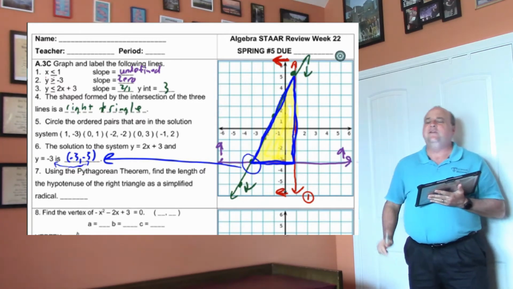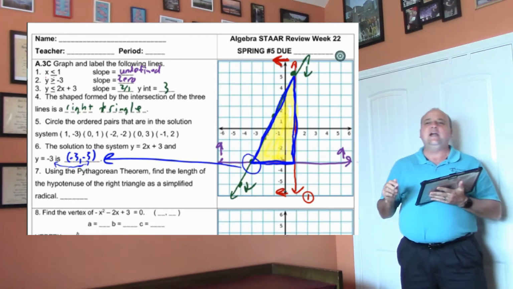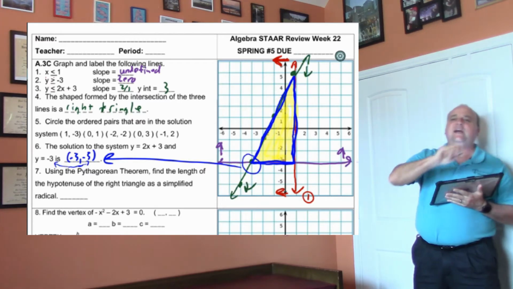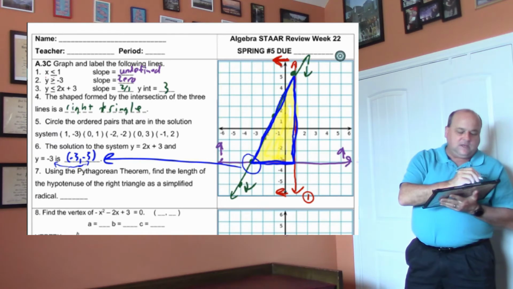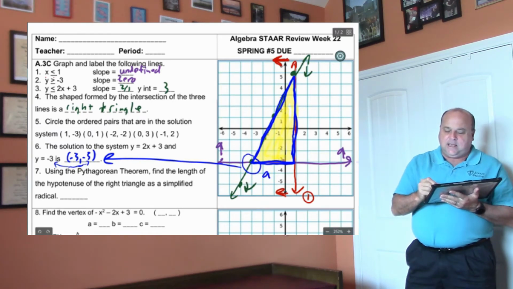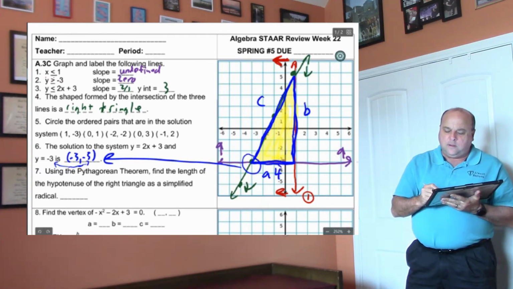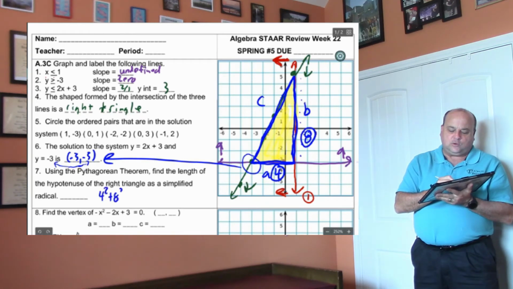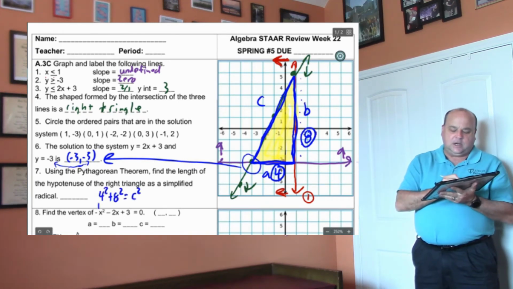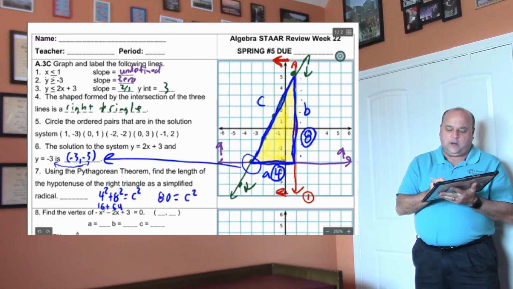Now then, let's do my favorite part. Use the Pythagorean theorem. Just like getting that Sonic triple deal meal deal. So let's go through this. Okay, this is my side A, my side B, my side C. Side A is what? 1, 2, 3, 4. Okay, side B is 1, 2, 3, 4, 5, 6, 7, 8. And then this is C, right? So I'm going to do 4 squared plus 8 squared equals C squared. That's going to be 16 plus 64, which is going to be 80 equals C squared.